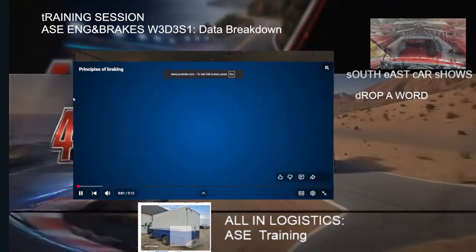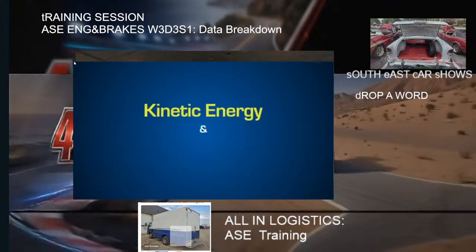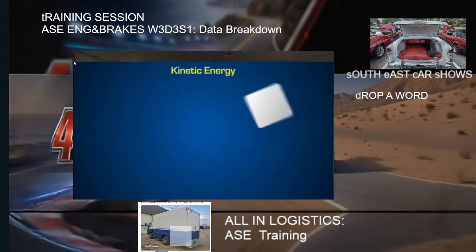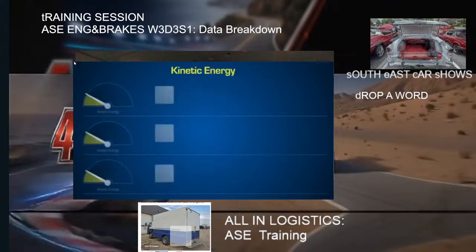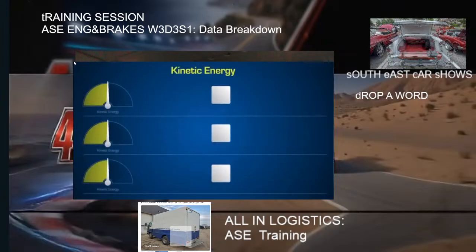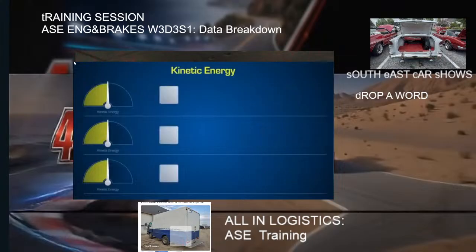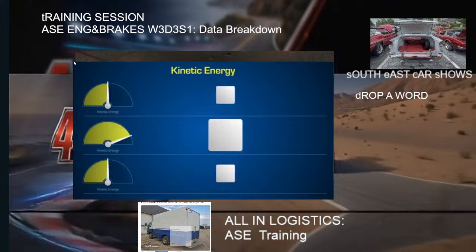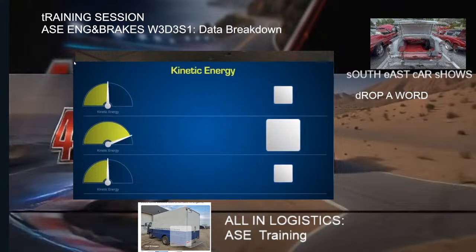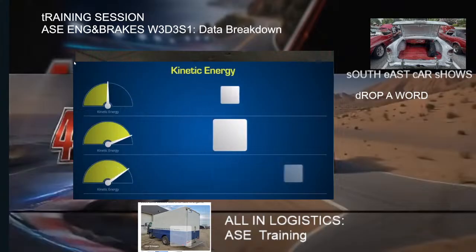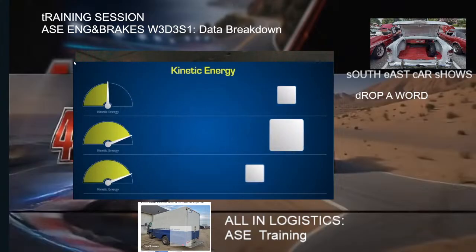Let's start by understanding 2 important braking concepts: kinetic energy and friction. Kinetic energy is the energy possessed by an object in motion. Take, for example, these moving blocks. Their speed and weight combined give them kinetic energy. A heavier block will possess greater kinetic energy. Similarly, a faster moving block will also possess greater kinetic energy.